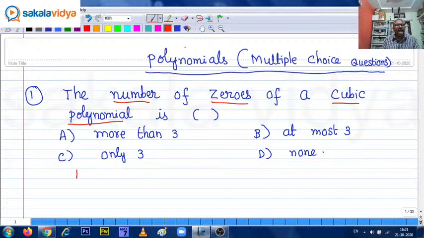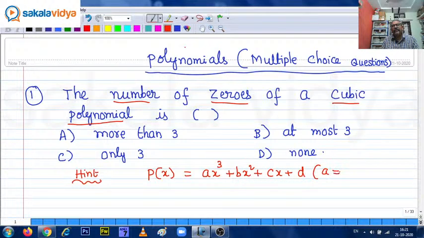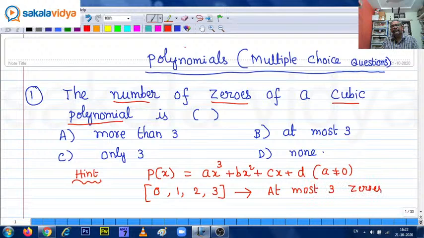See the hint. A cubic polynomial will be like this: p of x is equal to ax cube plus bx square plus cx plus d. This is the general form of a cubic polynomial. A cubic polynomial may have 0 zeros, 1 zero, 2 zeros, or 3 zeros. That means we can say at most 3 is the right word, at most 3 zeros. So option B is the right option, not option C. At most you need to say.